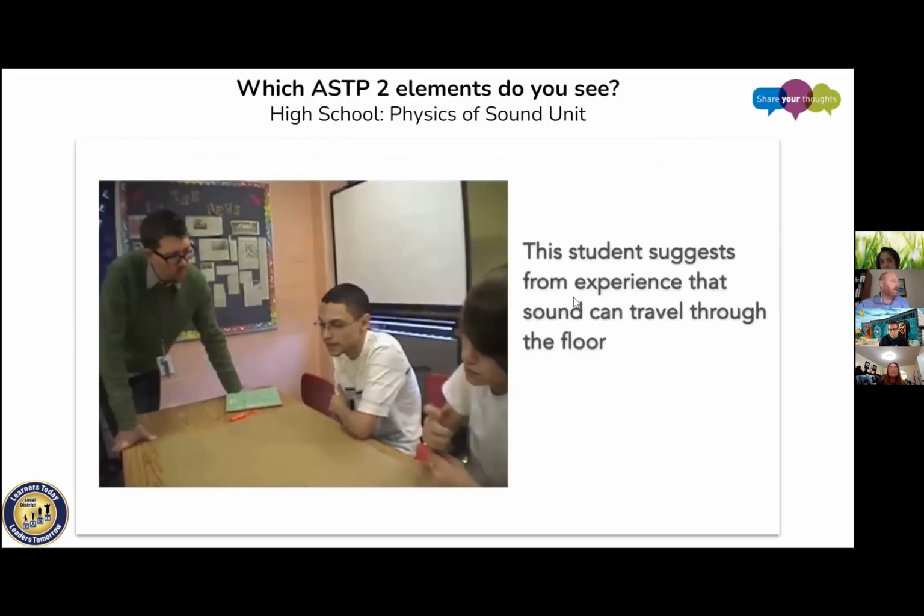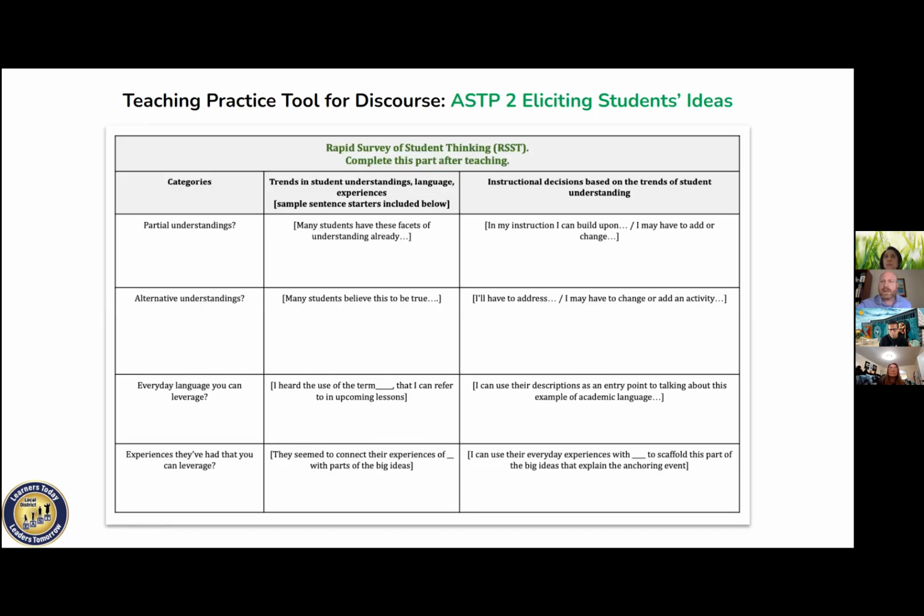So this is a really nice planning and reflection tool for how to go through the steps for eliciting student ideas. And then on the second page, there's a place to reflect on what are the partial understandings, alternative understandings, everyday language that the students are using that I can leverage. And like the alternative understandings, like we saw a couple groups in that class, they drew the musical notes, and they thought if you look closely enough that you can see musical notes in the air. So we want to make sure that those alternative understandings are addressed.